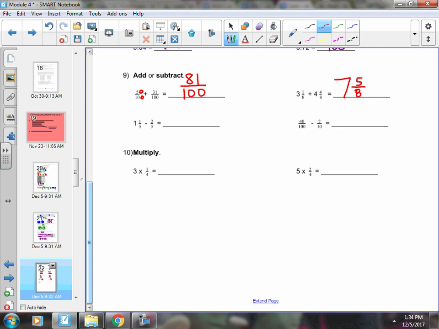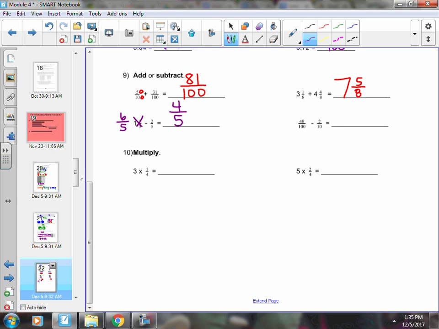I don't like the way this subtraction problem looks because you can't do the 1/5 minus 2/5. So I'm going to change my mixed number to an improper fraction. I'm thinking fifths. One whole is 5/5 plus one more would be 6/5. Now I can subtract. 6/5 minus 2/5 equals 4/5.